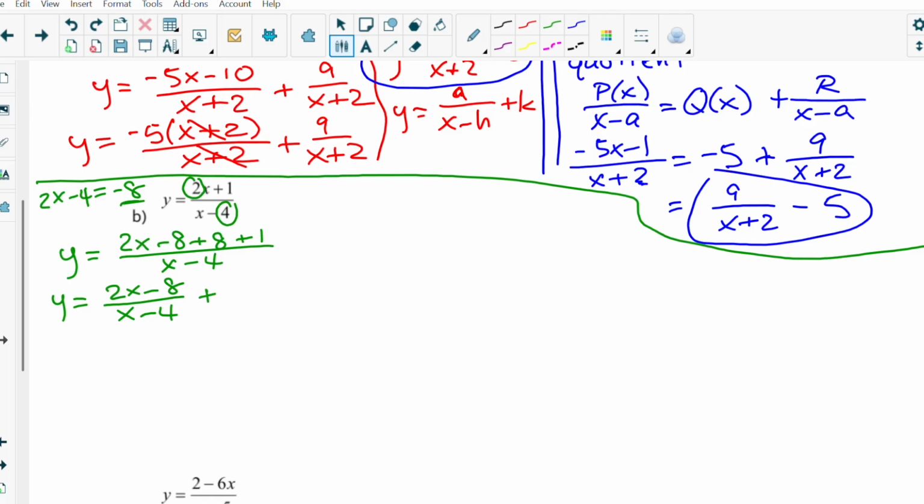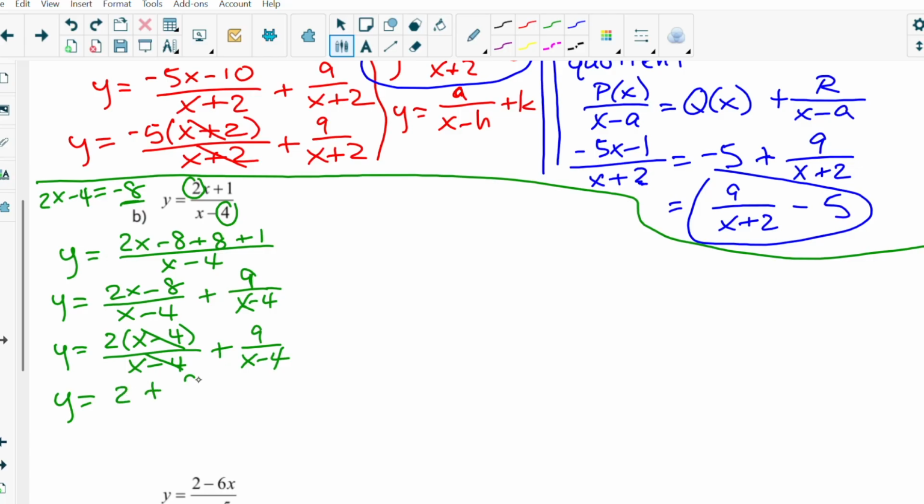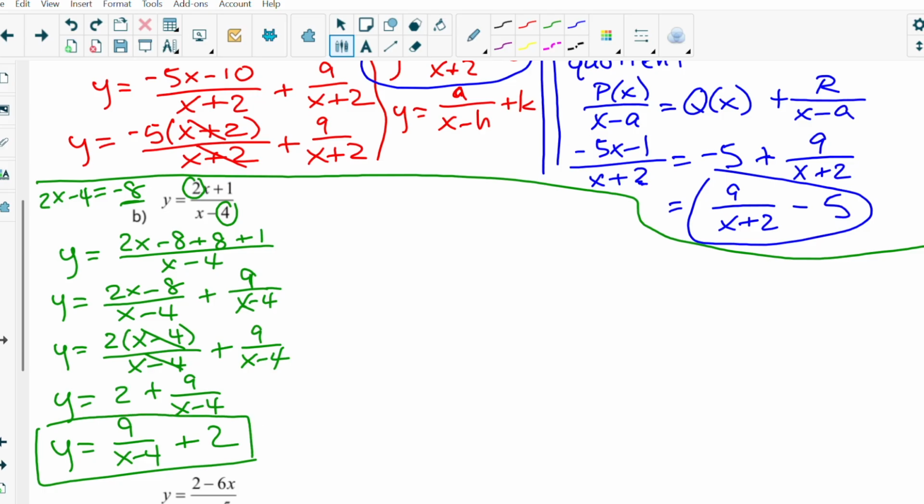Plus that 8 plus 1 is 9, so that's 9 over x minus 4. And then I factor the first term, so 2 times x minus 4. Perfect, look at that. 9 over x minus 4. Y equals, so x minus 4 divided by x minus 4 is 1. That's 2 plus 9 over x minus 4. And let me just spin it around, write it in the form. And I have y equals 9 over x minus 4 plus 2.